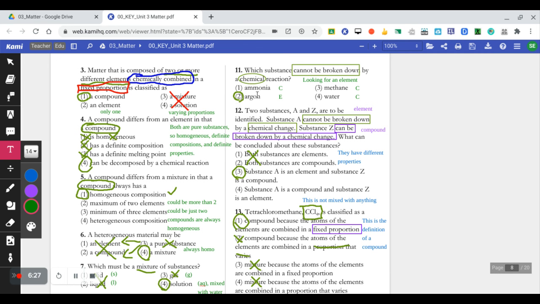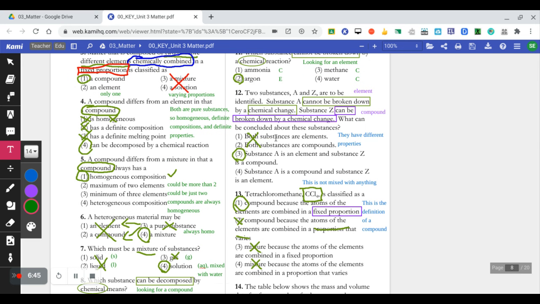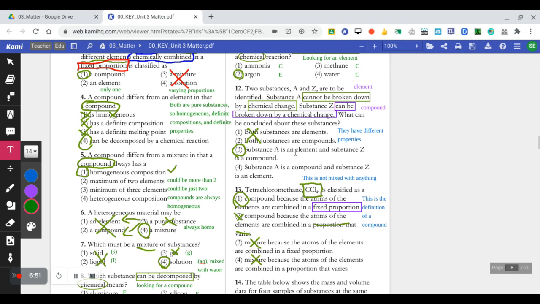12. Two substances A and Z are to be identified. Substance A cannot be broken down by a chemical change. Therefore, we're looking for an element, or that defines it as an element. Substance Z can be broken down by a chemical change, which defines it as a compound. What can be concluded about these substances? We know they're different because they have different properties, so they both can't be the same thing. Doesn't matter what they are, they're not the same thing. We already identified substance A as an element based on its definition, and substance Z as a compound. So 3 is the best choice.